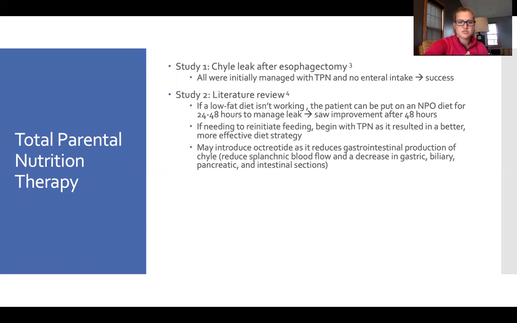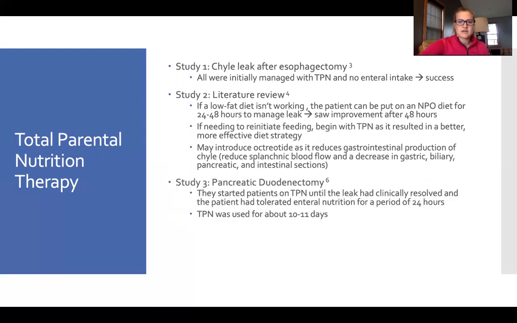They may introduce octreotide, I don't know how to say that, sorry, as it reduces gastrointestinal production of chyle. So it reduces the blood flow and decreases gastric, biliary, pancreatic, and intestinal secretions. This goes hand in hand with the activity. If there's less activity, there's less chyle output.